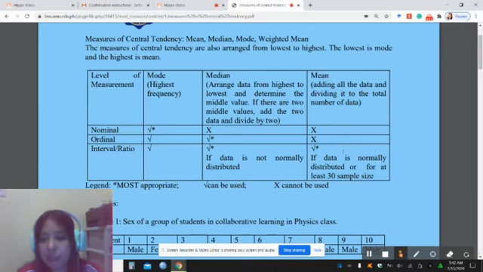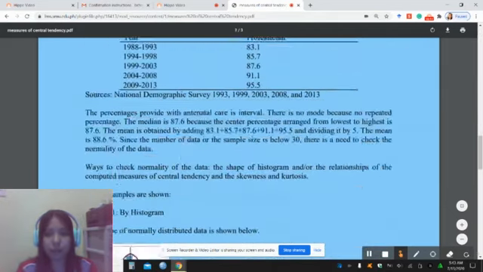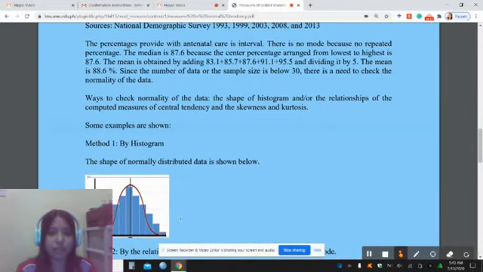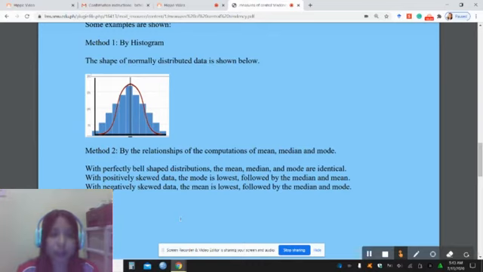So I have written here that you will use mean if the data is normally distributed or for at least 30 sample size. But if the data is not normally distributed, then you're going to use median. So let's go back to example number 3. How to determine now if the data is normally distributed? We actually have several ways to do that. The first one is we can construct a histogram. And if the histogram looks like this, then the data is normally distributed.